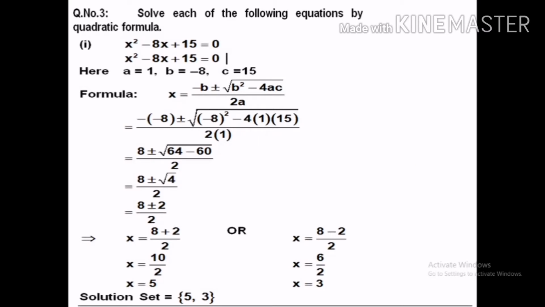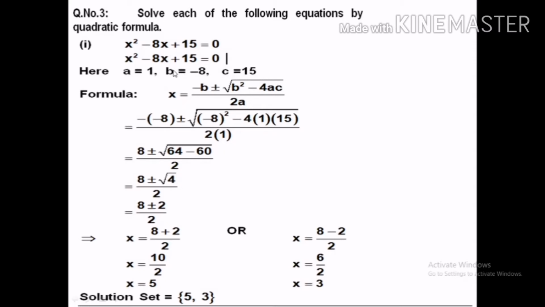So come to question number 3. Solve each of the following equations by the quadratic formula. The first one, x² − 8x + 15 = 0. Compare this equation with the general or standard form of a quadratic equation. By comparison, the coefficient of x² here is 1, so a = 1, the coefficient of x is −8, so b = −8, and the constant term c = 15.